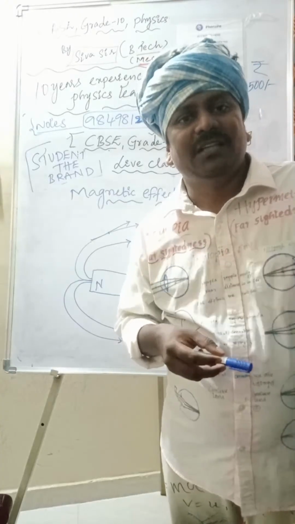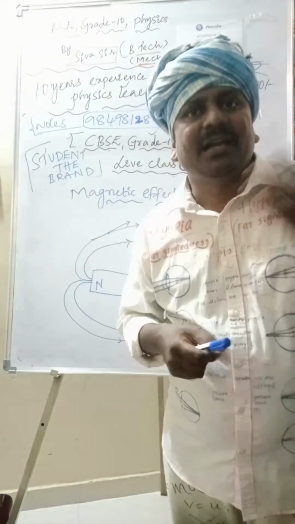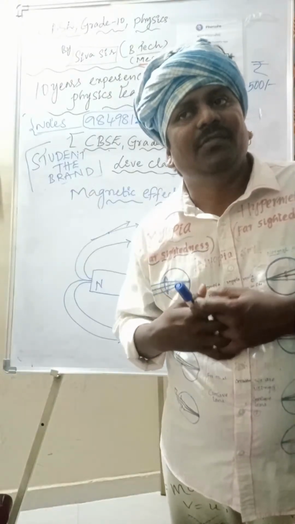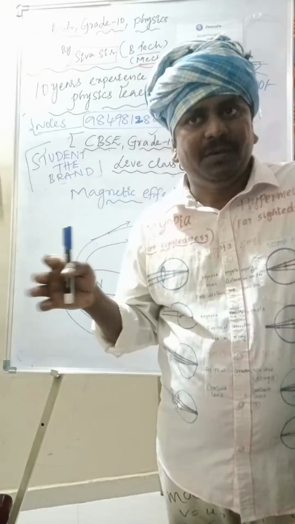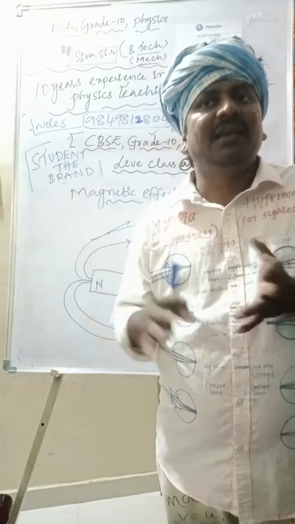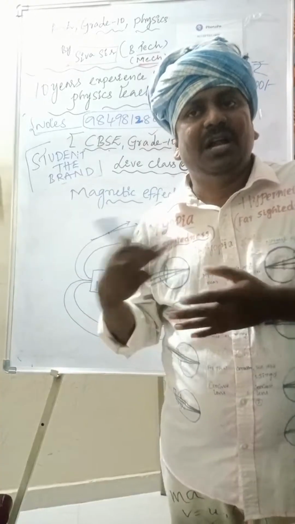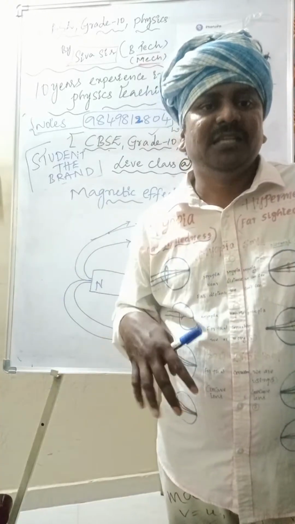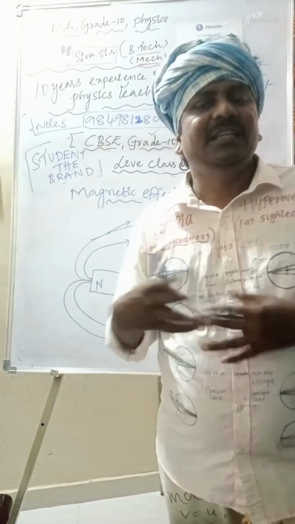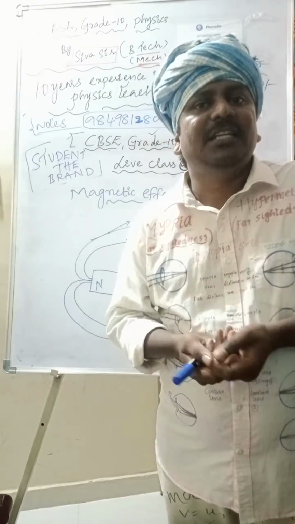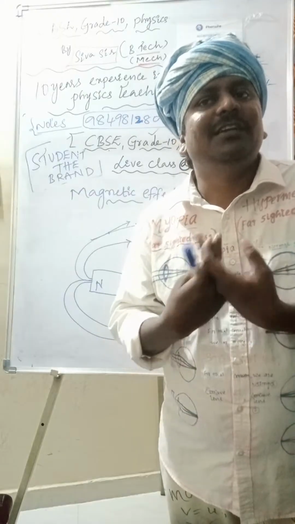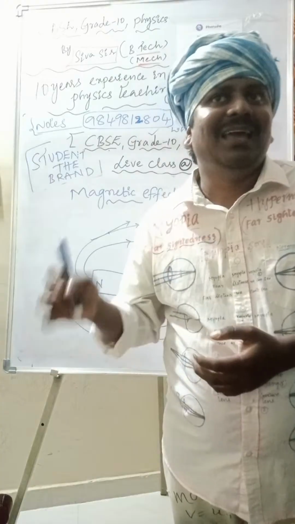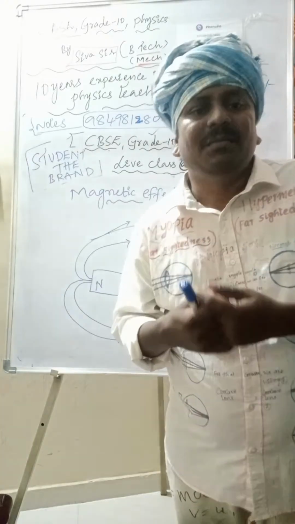If the current is passing through the straight conductor, how will the magnetic field be there around it? Already, this is about magnets. Till now we discussed magnetic properties, natural magnets and artificial magnets. Now we will discuss what happens if the current is passing through a conductor, how it will behave, what it will produce. A current carrying conductor acts as a magnet.